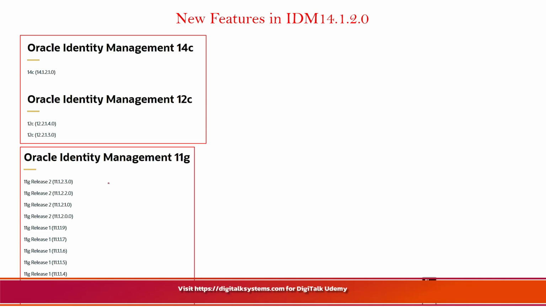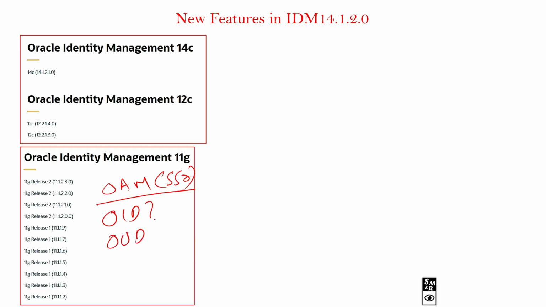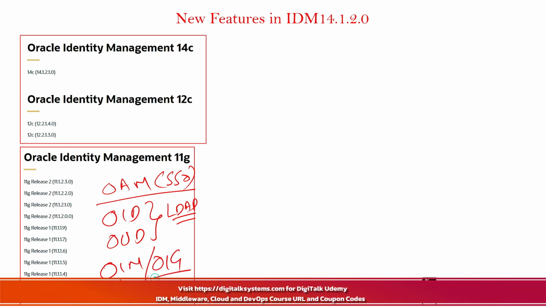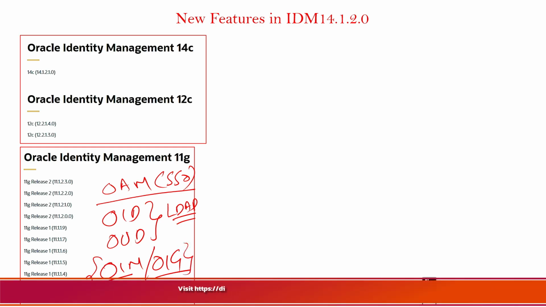For example, we have the OAM, which is the single sign-on solution. And then we have the OID and OUD. OID and OUD are the LDAP servers, which are used to store the identity of the users, right? And along with that, we have the OIM, which is now called OIG, Oracle Identity Governance. Earlier, it was called Oracle Identity Manager, which is a reconciliation and provisioning solution, which is used to reconcile the user IDs between different source and target systems, right?